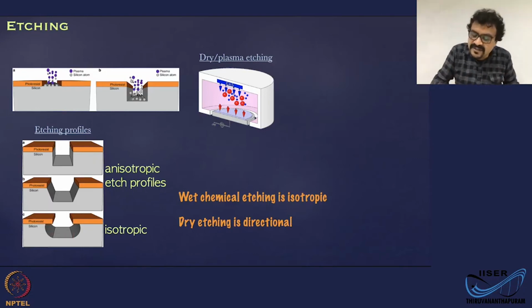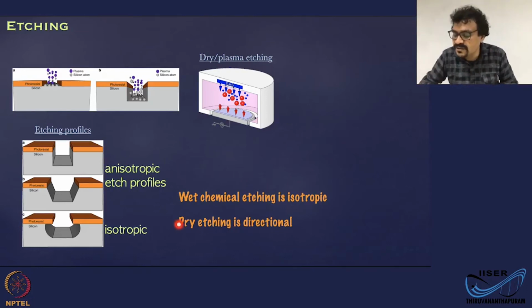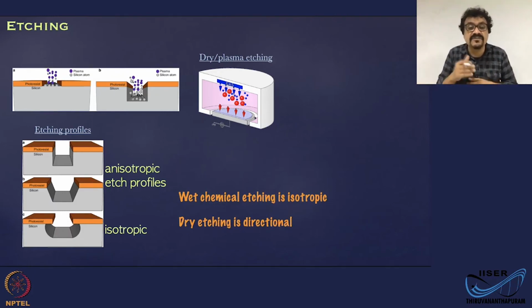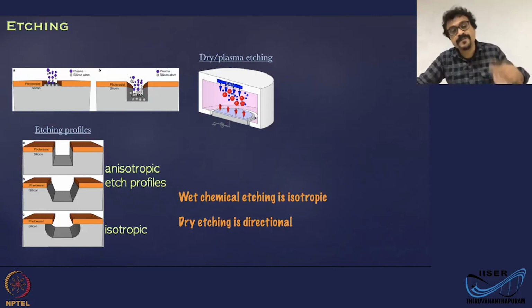So you will not get this high aspect ratio profiles using wet chemical etching. If your work requires structures with a really high aspect ratio, you always have to go with dry etching. And there are dry etching techniques, and there are also variations in the dry etching technique which will give you better and better aspect ratios. Okay. So that is the story about etching.